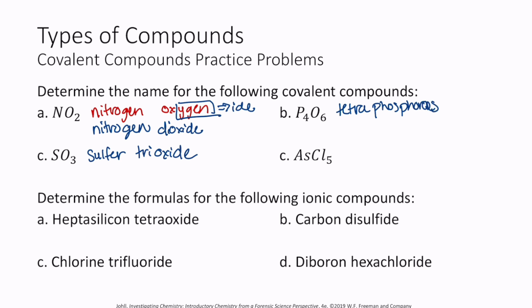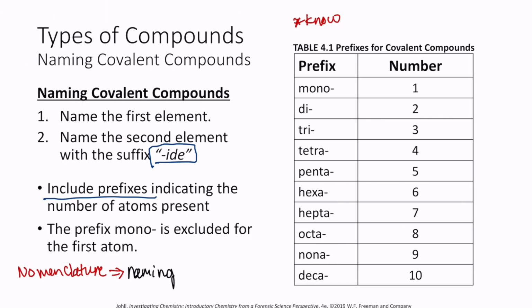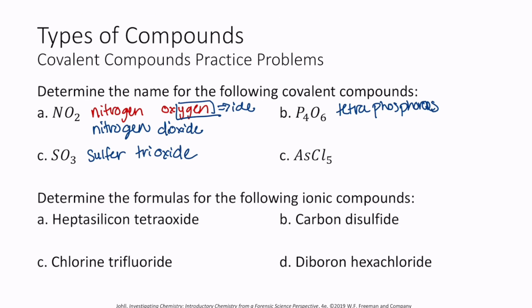And then my next element is oxygen, and I have a subscript of 6. So I need to use the prefix 6, which is hexa, in order to show that there are 6 oxygens. So this would be hexa oxide. So tetraphosphorus hexaoxide.